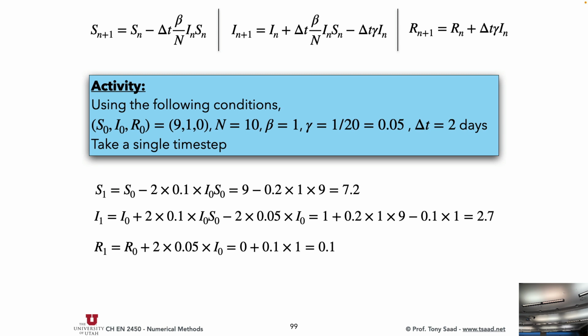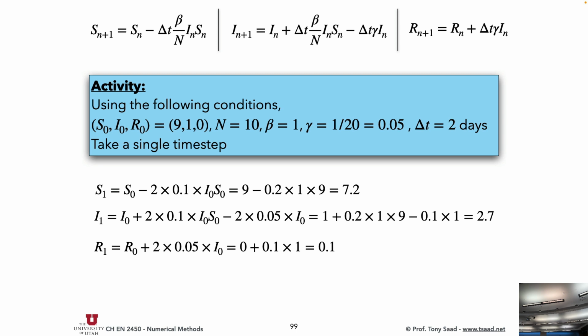Then the number of susceptible is 7.2. The number of infected is 2.7. And the number of recovered is 0.1. Okay? Those are actual numbers you will get even with ODE int. If you were to run this with ODE int and check at this time level, this is what you will be getting. Okay?